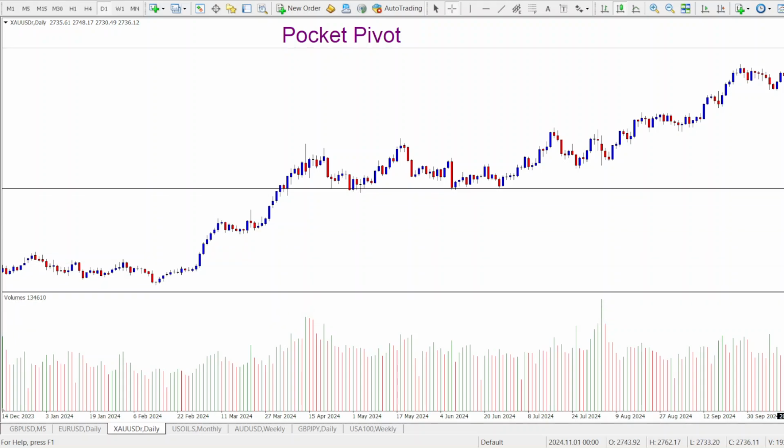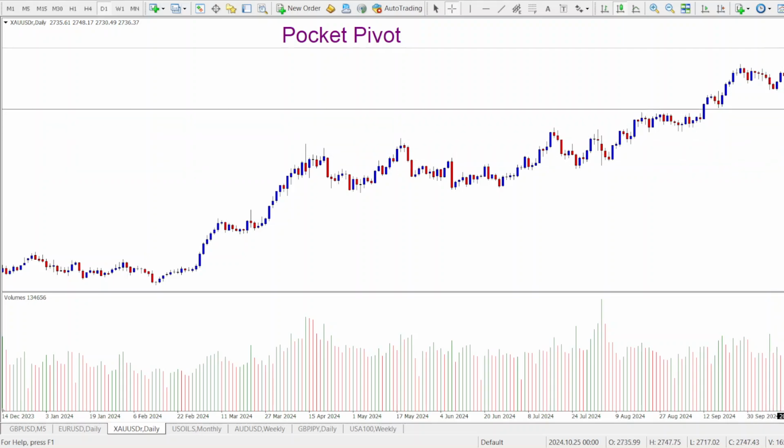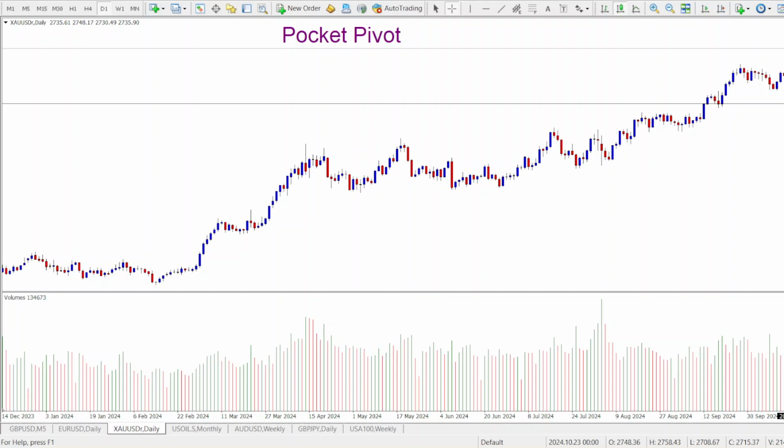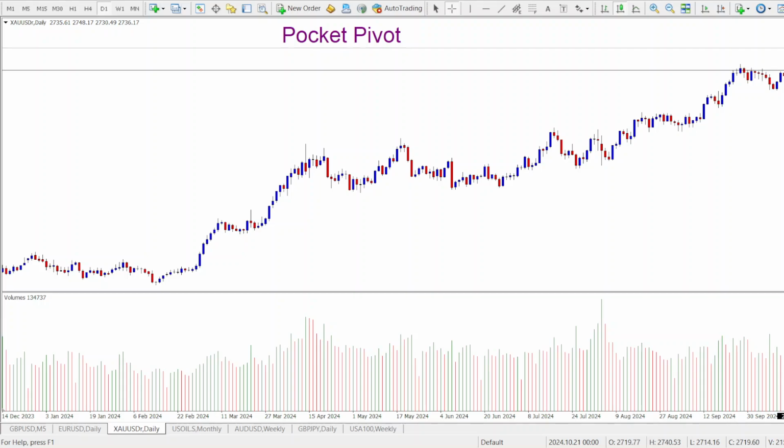Okay. So the pocket pivot appears when we see a daily price move that surpasses the volume of any down day in the previous 10 days. Okay, so in the previous 10 days, this was a bearish day, this was a bearish day, this was a bearish day, this was a bearish day, this was another bearish day.